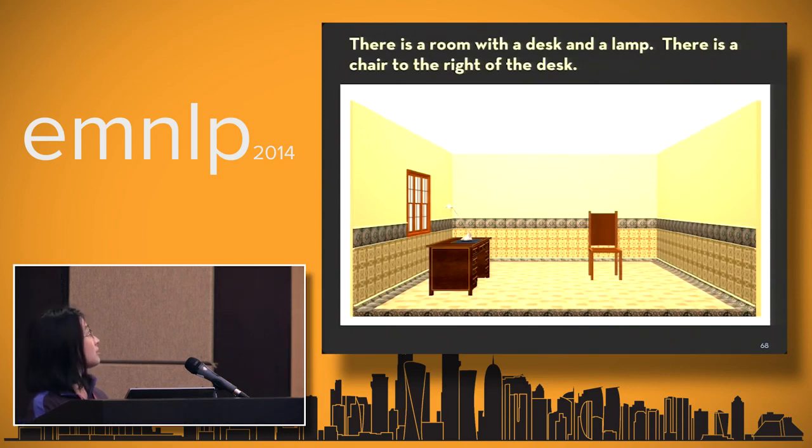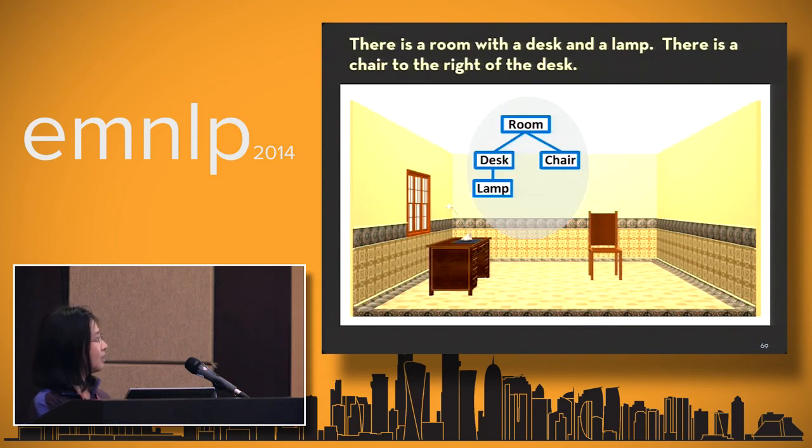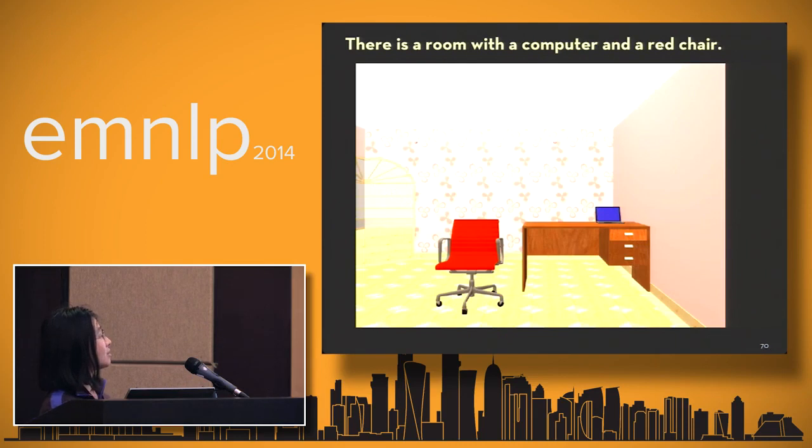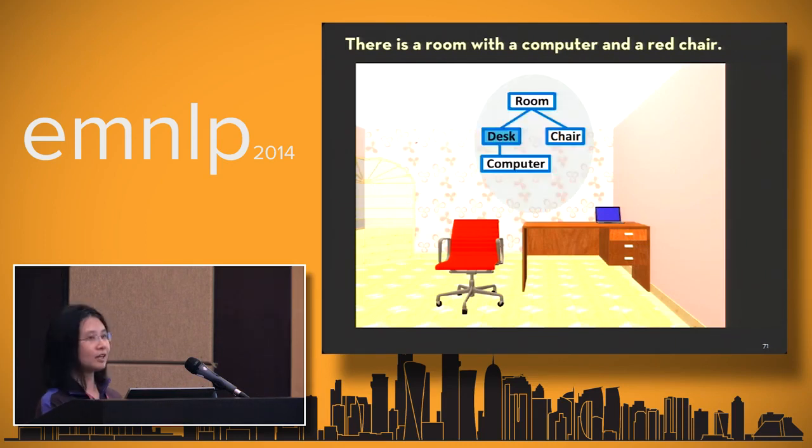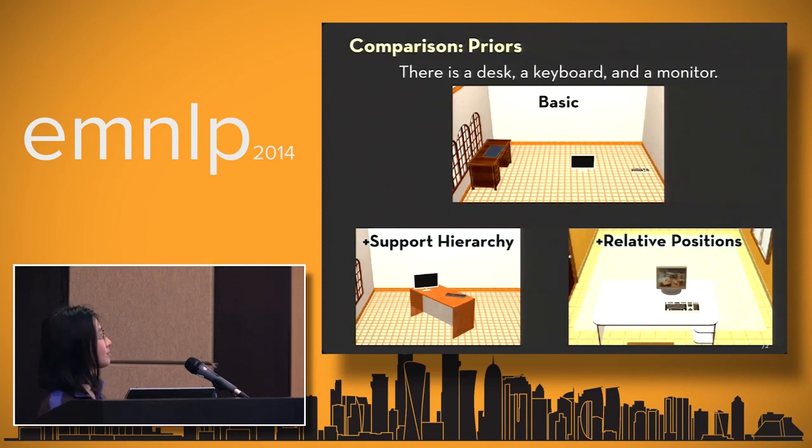So there's a room with a desk and lamp. There's a chair to the right of the desk. Notice that this is the scene hierarchy. Notice that we're able to infer that the lamp goes on top of the desk without the user having to specify that. And there's a room with a computer and a red chair. And notice that we're able to infer that, okay, maybe there should be a desk that supports the computer.